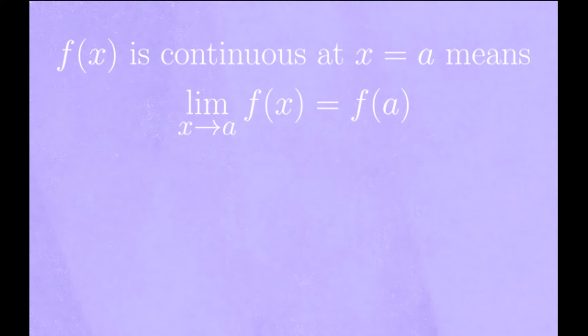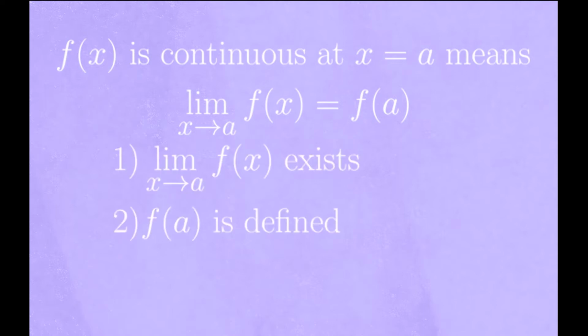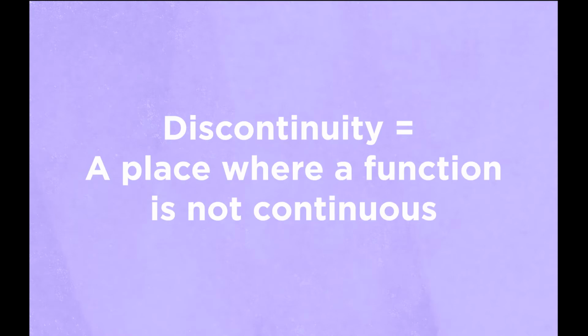We can break this down into three pieces. F of x is continuous at x equals a if 1. The limit of f of x exists at x equals a, 2. F of x is defined at x equals a, and 3. These two values are equal. This is a precise mathematical definition of what it means for a function to be continuous at a point. A point where a function is not continuous is called a discontinuity of that function.